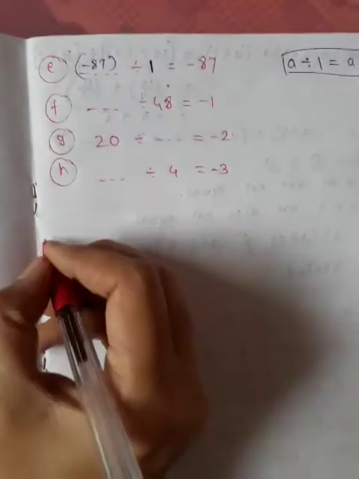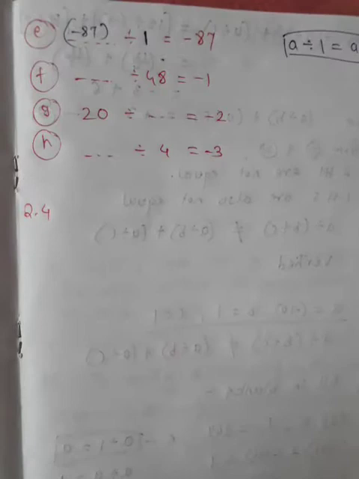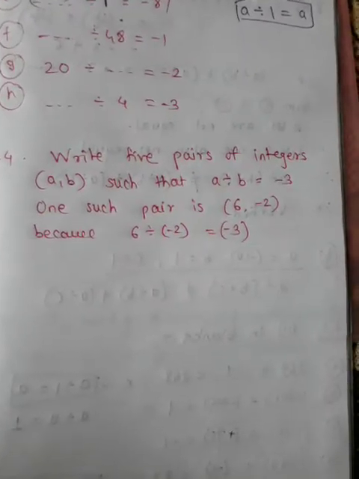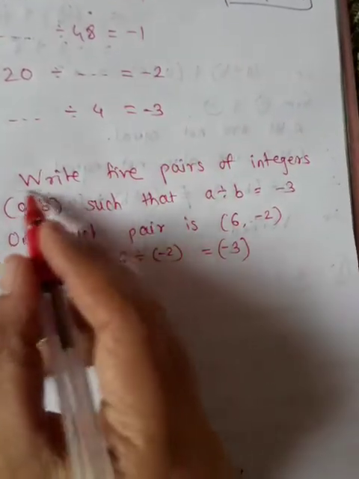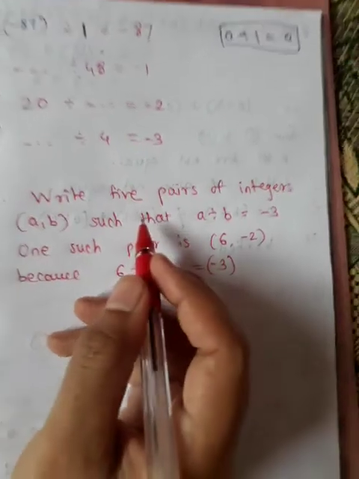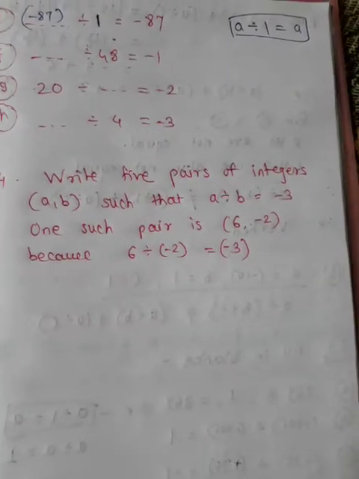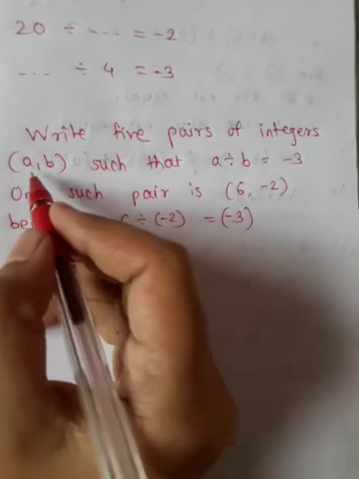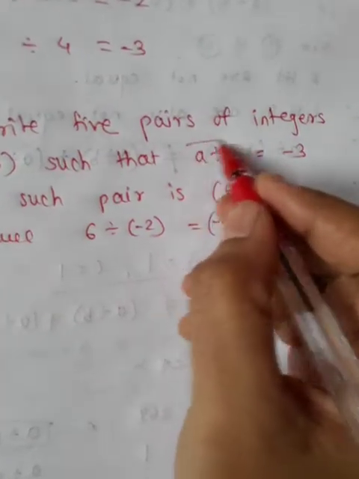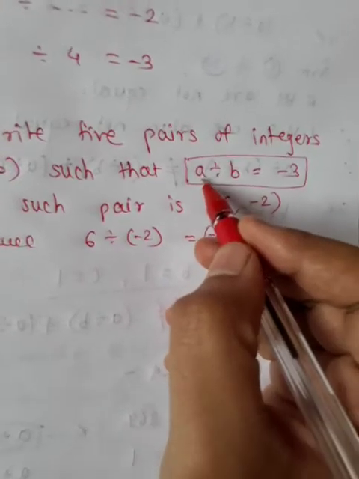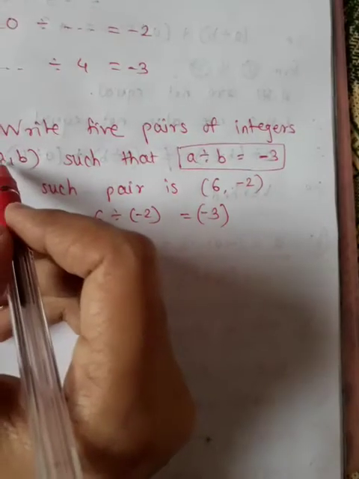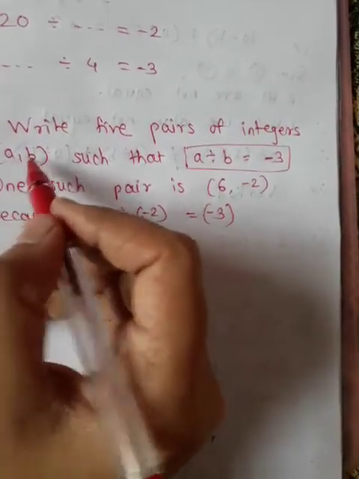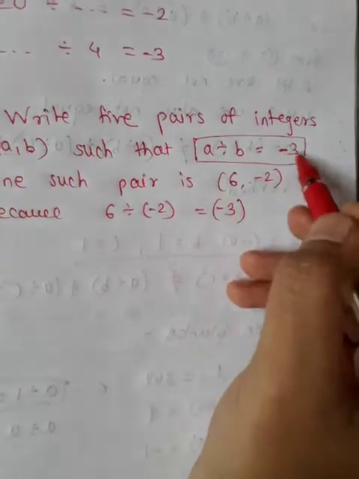Here question number 3 is over. Now question number 4. Question number 4 is, write 5 pairs of integers A, B. Means we have to find a pair of integers A, B such that there is a condition on the integers, they must satisfy this condition. What is that condition? When we divide A by B it gives minus 3. So we have to find any two integers which satisfy this condition.